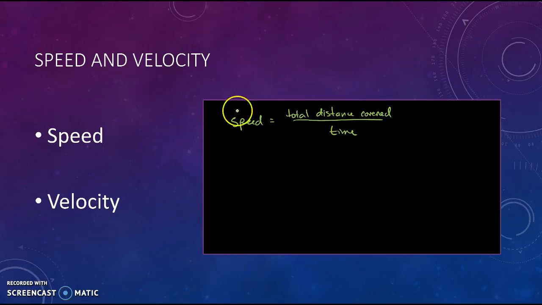Okay, and I guess technically speaking, this would be the average speed. Because you can imagine you go faster, you can go slower, but if you take some total distance and divide it by the time, then you'll get what we call the speed.